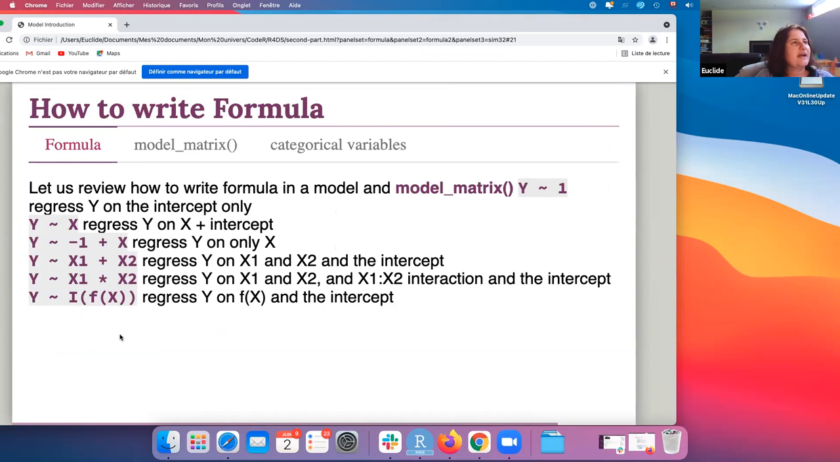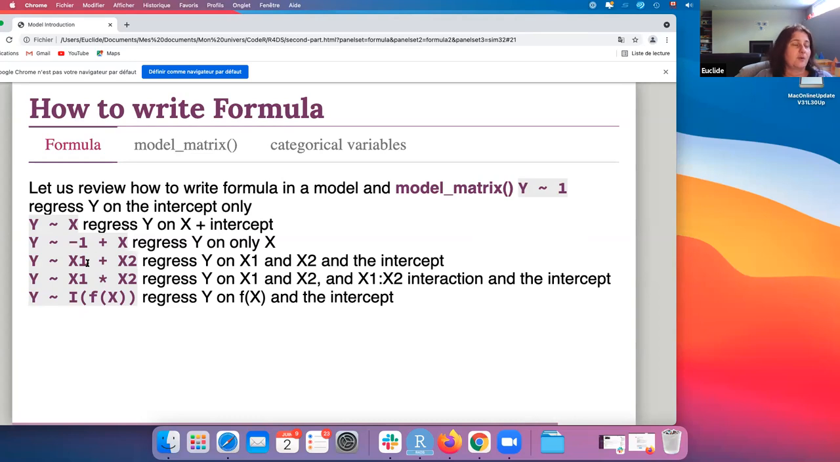I thought it would be nice to spend some time reviewing how to write formulas, even if it's not in the book. If we work this way, we only use the intercept, because we just have one. If we have this one, we have x plus the intercept. If we have this one, we have just x without the intercept.